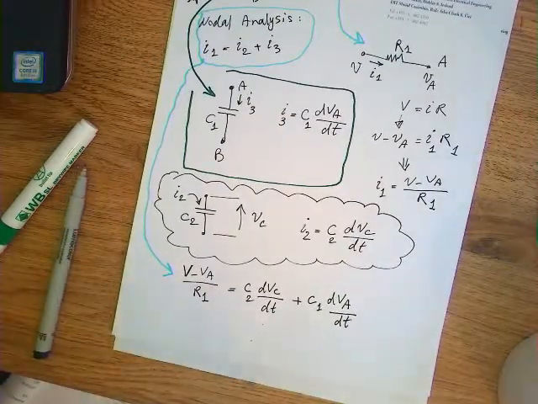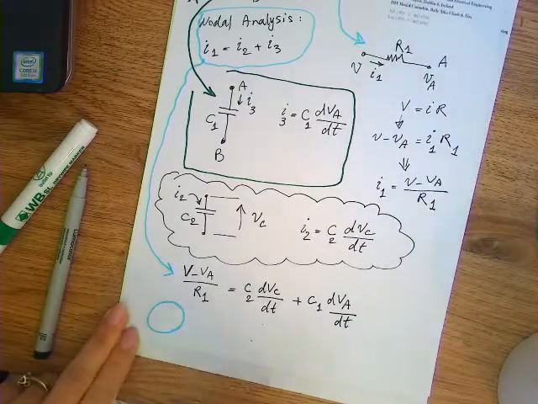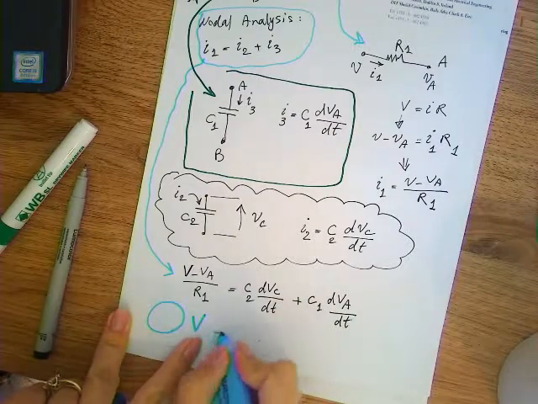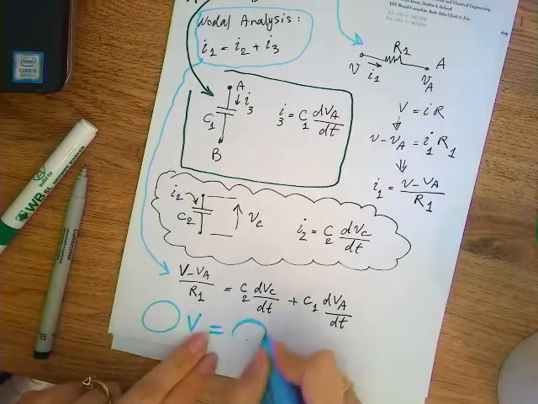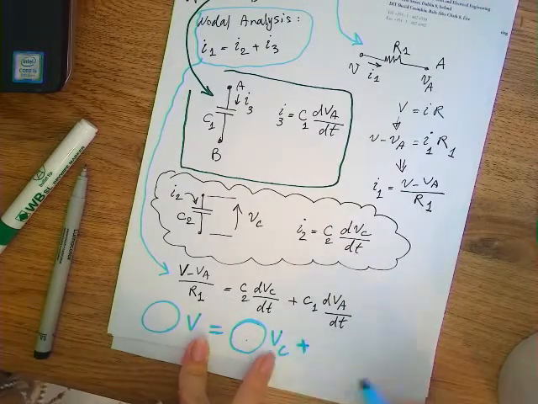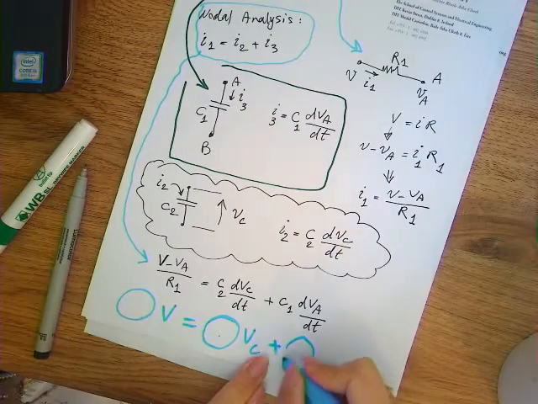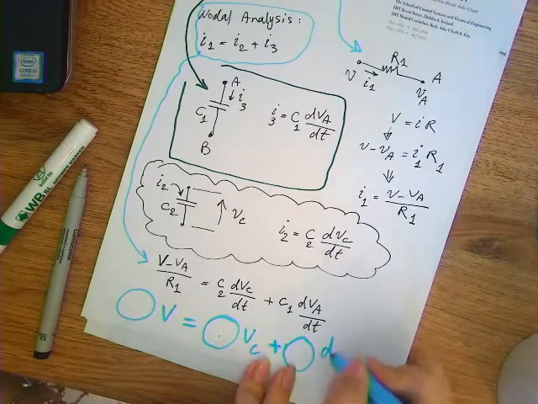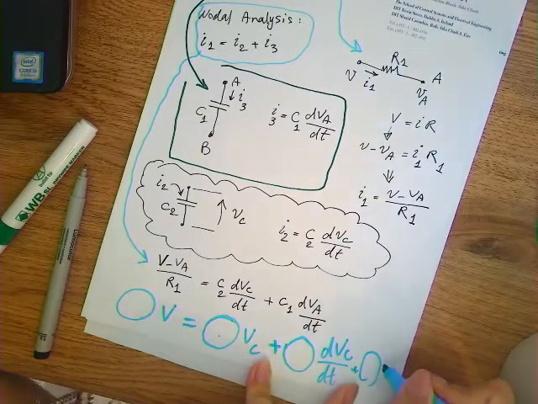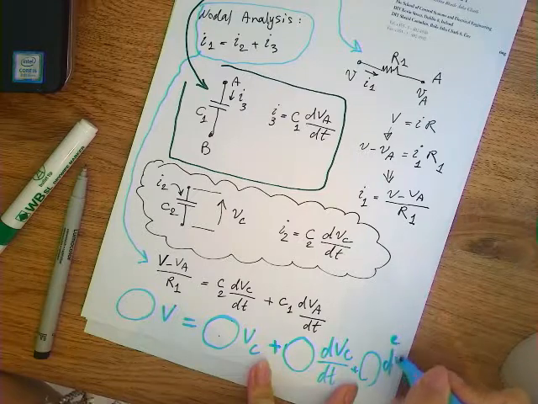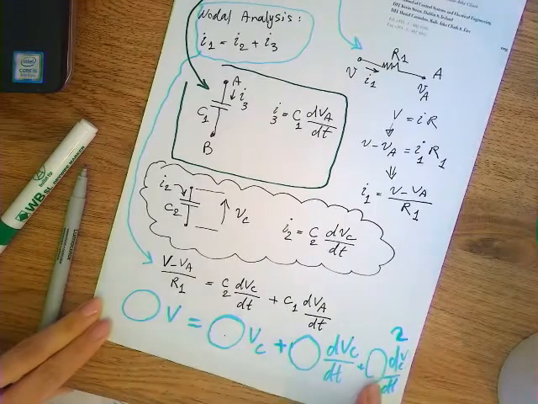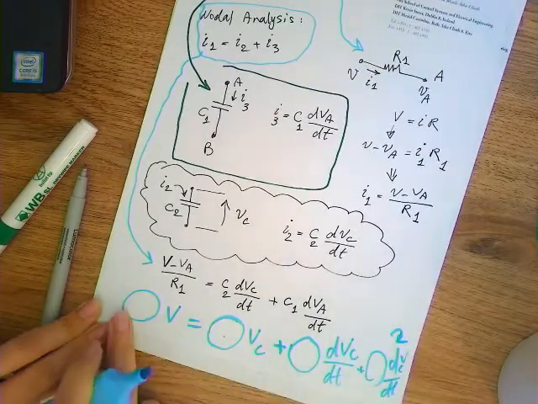So far we have this equation that has multiple variables, but the plan is to have something that looks like this. We have something that multiplies our input V on one side of the equation, and then we have something that multiplies VC, plus or minus something that multiplies the derivative of VC, and then something that multiplies the second derivative.